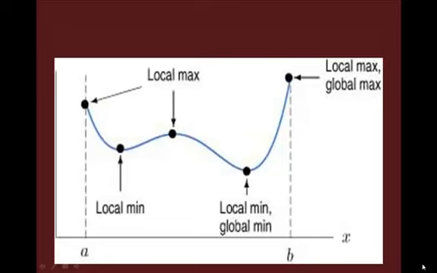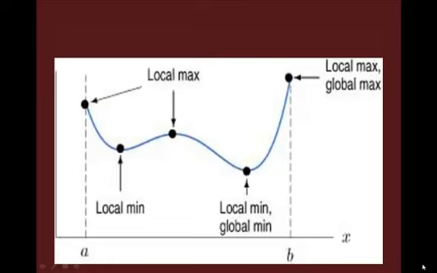A global maximum is going to be the absolute highest point on the graph. So looking at this picture, you can see that the highest point is the rightmost endpoint. So that's going to be our global max, which is also a local max. Now, our global min is going to be the absolute lowest point on the graph. So here you can see that it's the local min and global min that's right near the right side of the graph.